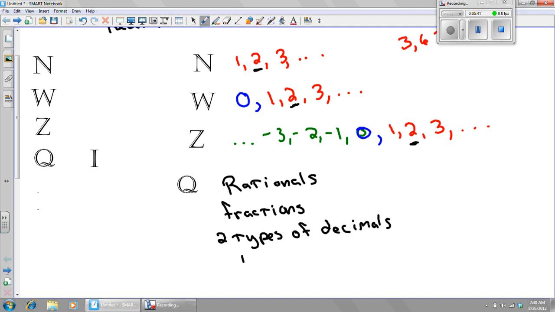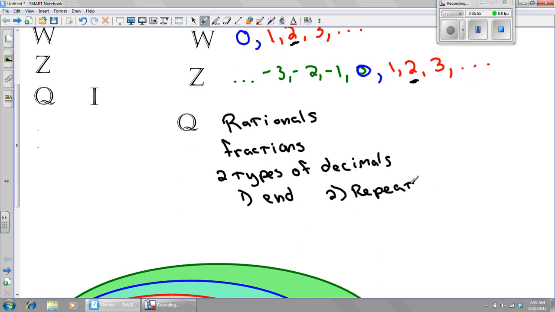The first type are decimals that end. The second type are decimals that repeat. And when I say repeat, I don't mean the same digit just has to show up once. I mean there has to be a pattern. For example, 2.636363 is rational, even if it goes on forever like that.